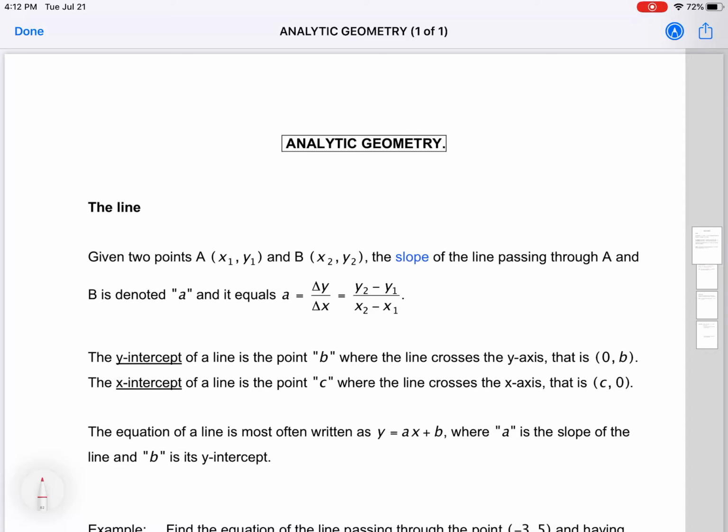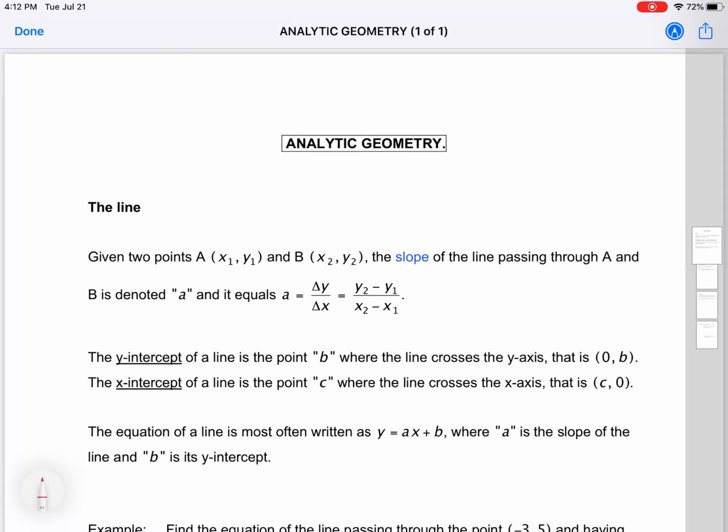So a line passing through 2 points, (x1, y1) and (x2, y2). This line has a slope, which is well known to be delta y over delta x. We call this a or m, and we define it as exactly y2 minus y1 over x2 minus x1. The y-intercept of the line is a point b, where the line crosses the y-axis, so (0, b), while the x-intercept, we could call it c, is a point where the line crosses the x-axis, so (c, 0).